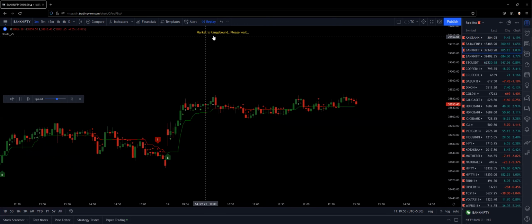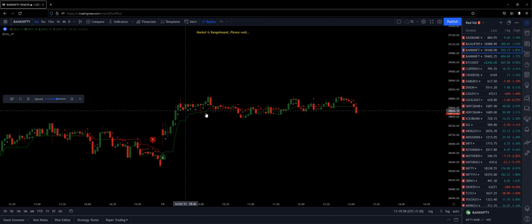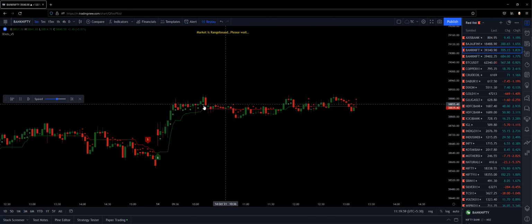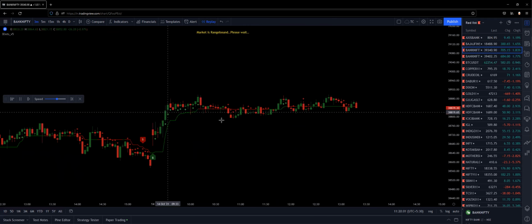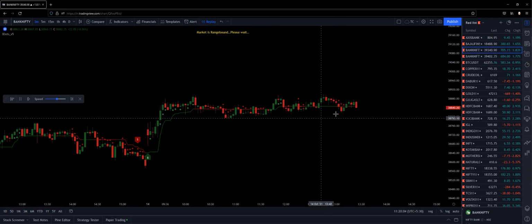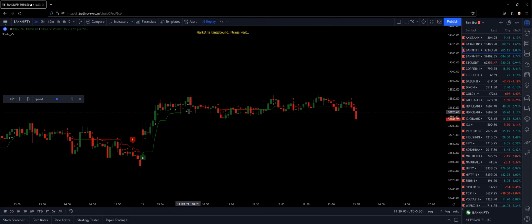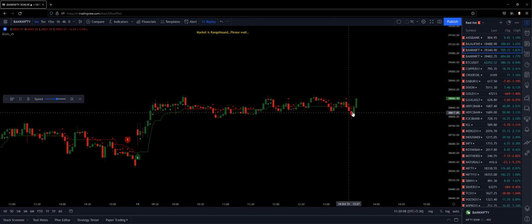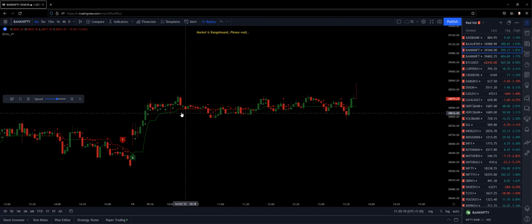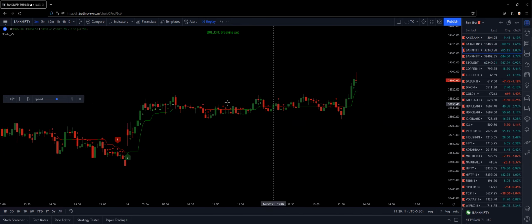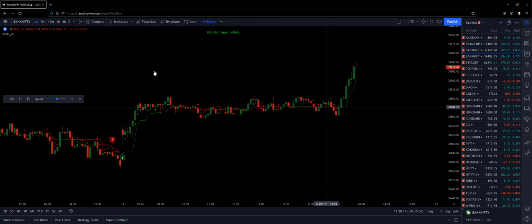Okay, so the market is range bound. For these, you don't need to worry about taking any trade. Just be calm and relaxed. Just observe what is happening. See, if somebody is trading throughout this phase here, you would absolutely have lost huge money, right?